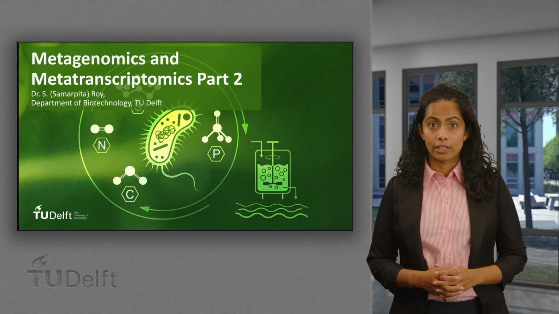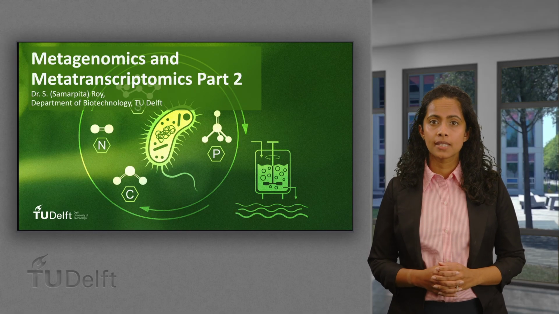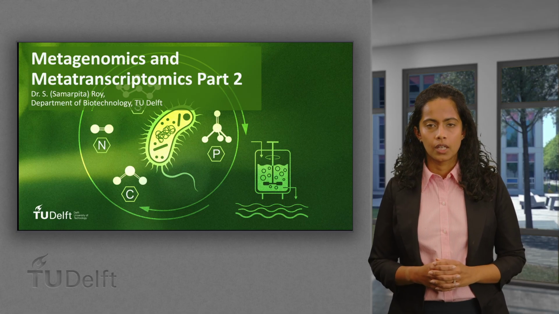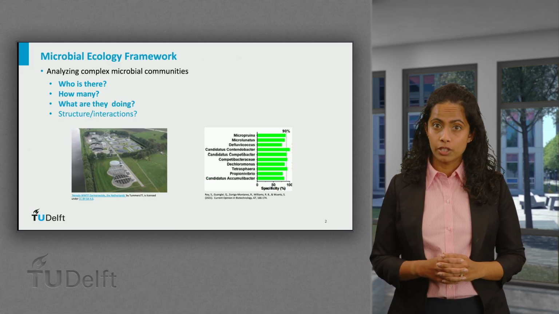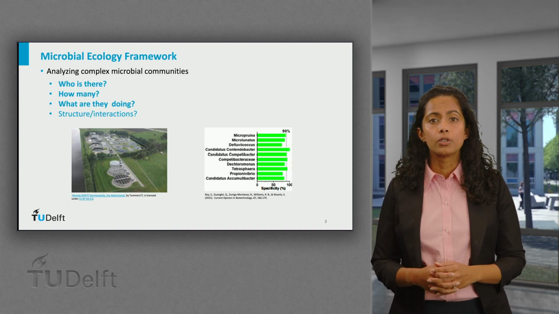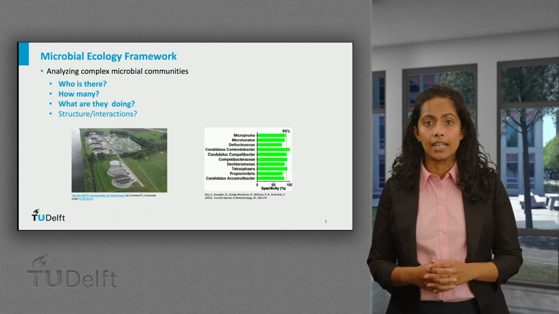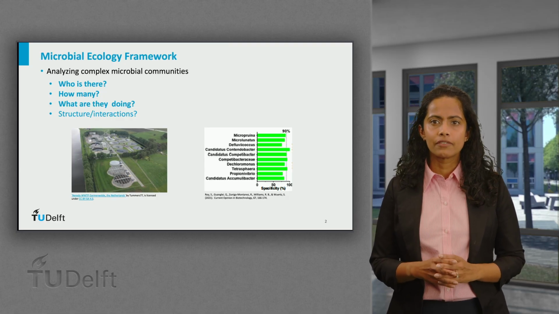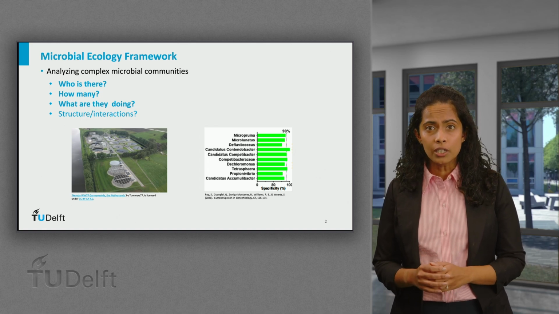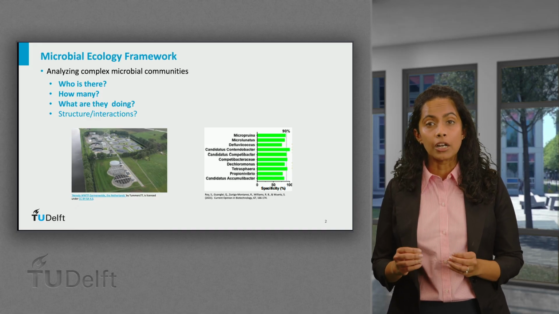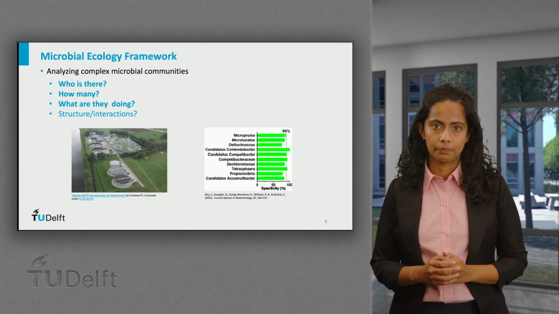Welcome back to lecture part 2 on metagenomics and metatranscriptomics in the Environmental Biotechnology course. We last discussed that metagenomics, as shown here, can help us identify the microbial community members and their abundance in a complex sample, such as a wastewater treatment plant, at any given point in time. However, from a microbial ecology perspective, it is more interesting to delineate the microbial functions and community interactions.